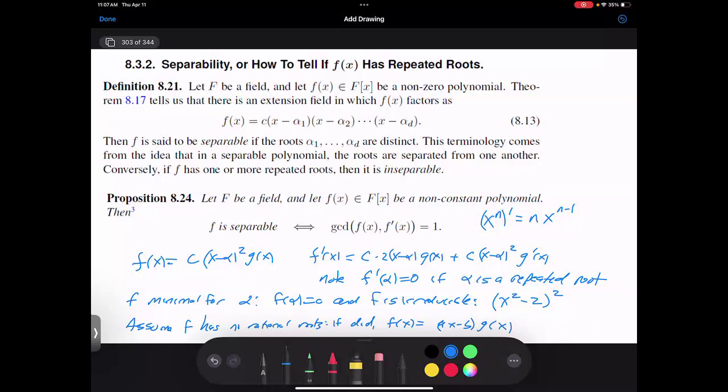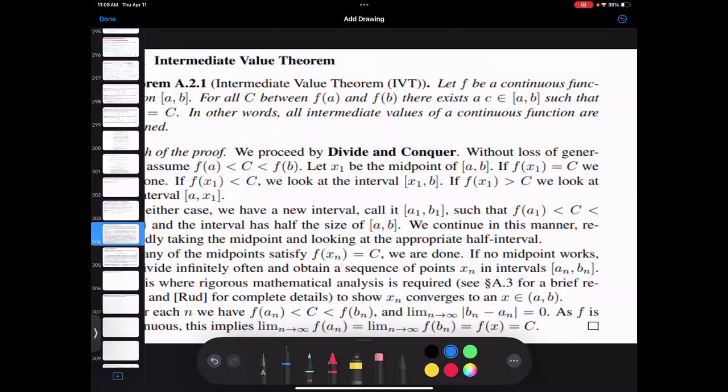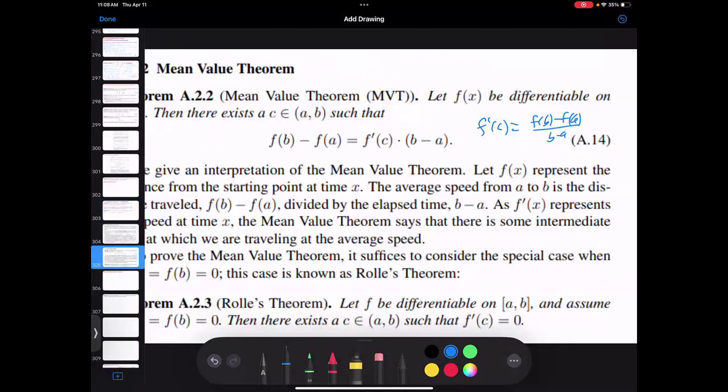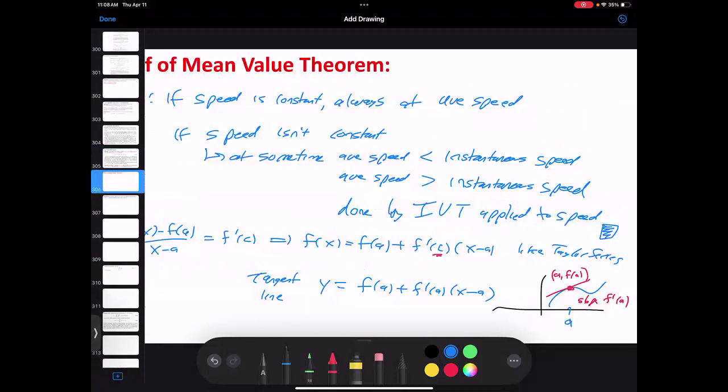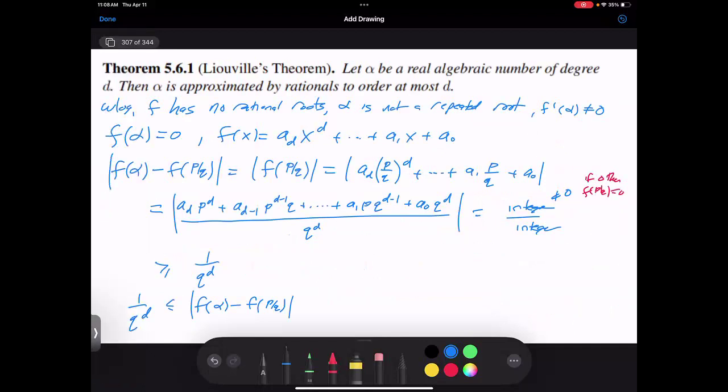Every polynomial of degree n with complex coefficients has n complex roots. It turns out by using the formal derivative, we have a really simple way to tell if there's a repeated root. We then talked about the intermediate value theorem and the mean value theorem. These are 2 fairly straightforward results from calculus. They have lots of nice applications. And then we used this to prove Liouville's theorem.